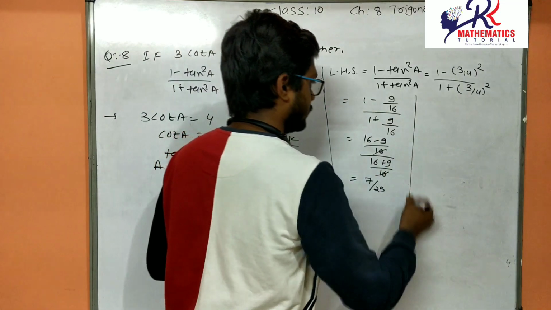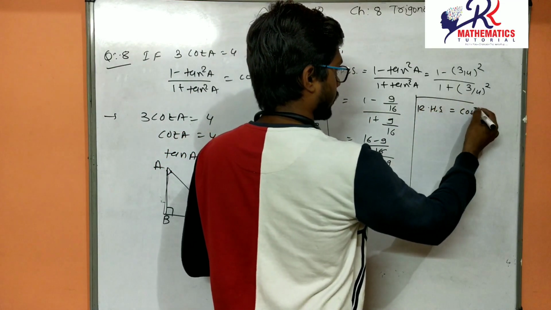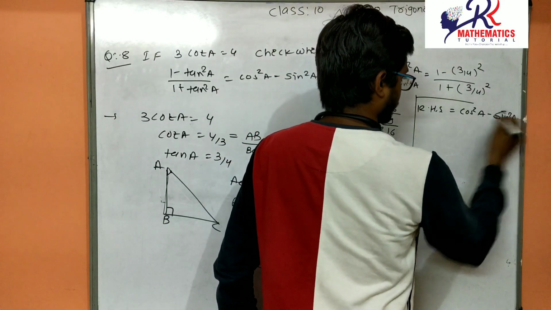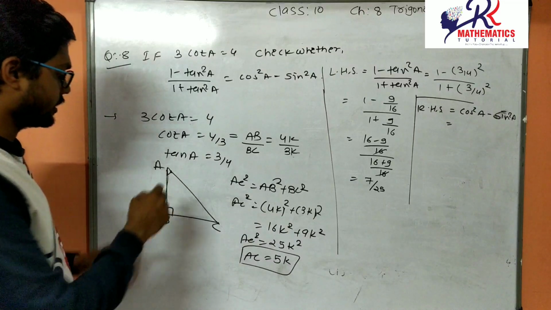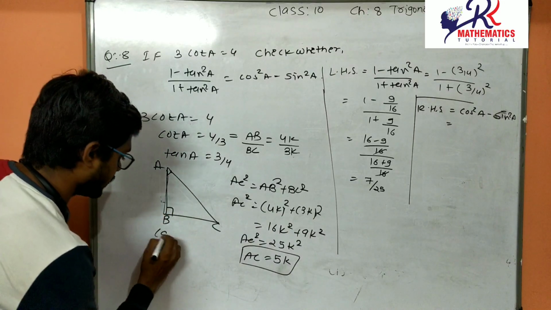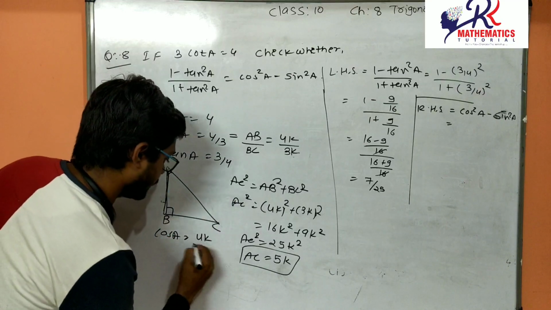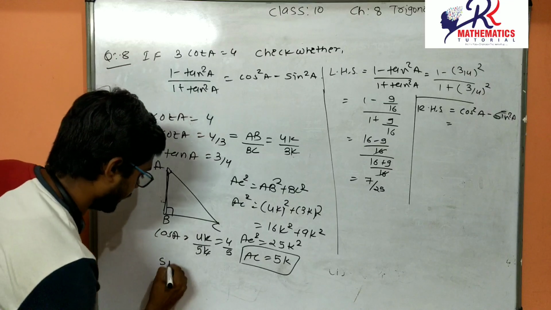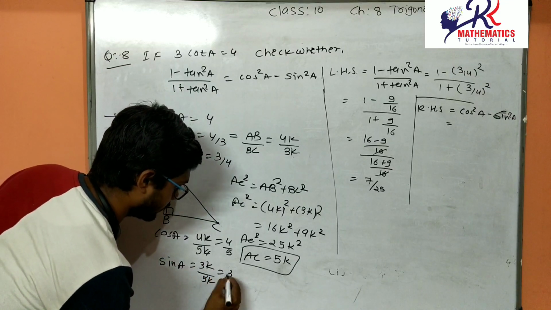Now for right hand side, it is cos square A minus sin square A. So now the value of cos A. So cos A is adjacent side upon hypotenuse. It is AB upon AC. So cos A is AB. The value of AB is 4k and the value of AC is 5k. So it is 4 by 5 and sin A is 3k by 5k. So it is 3 by 5.